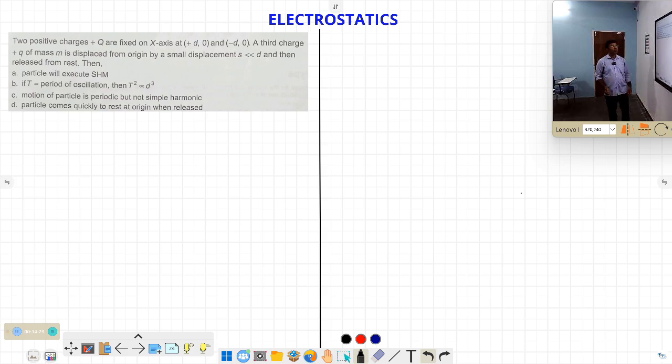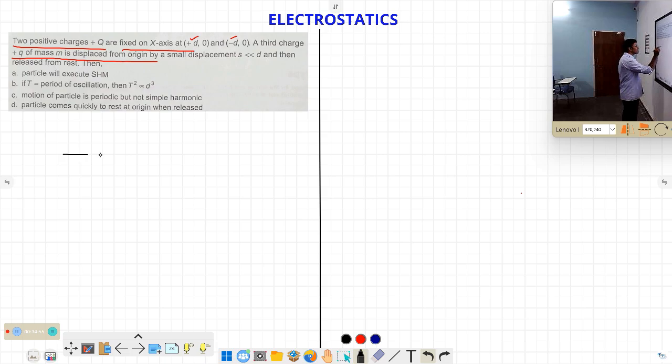This is one more mains level concept, and IIT mains and advanced level also ask questions on this. What the question gives is 2 positive charges plus q fixed on the x-axis at position plus d and minus d. A third charge plus q of mass m is displaced from the origin. This is given. So first we have to draw the diagram of this.